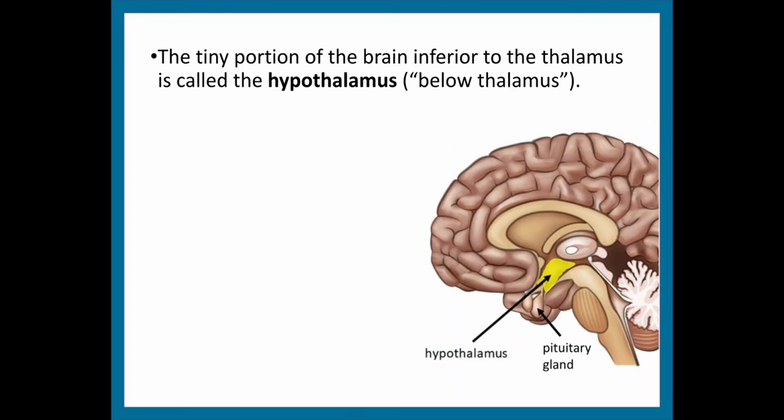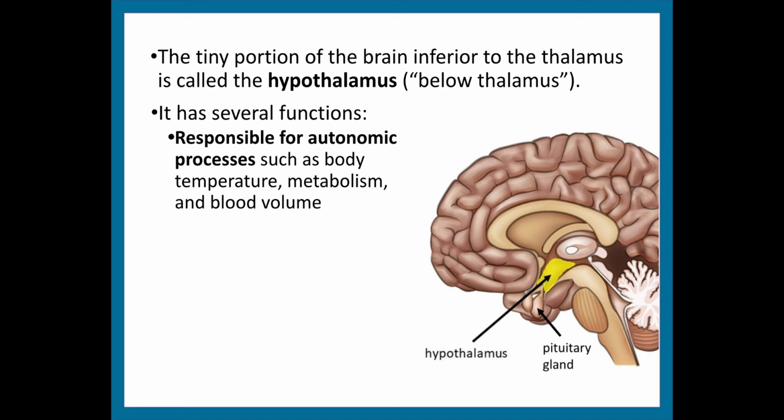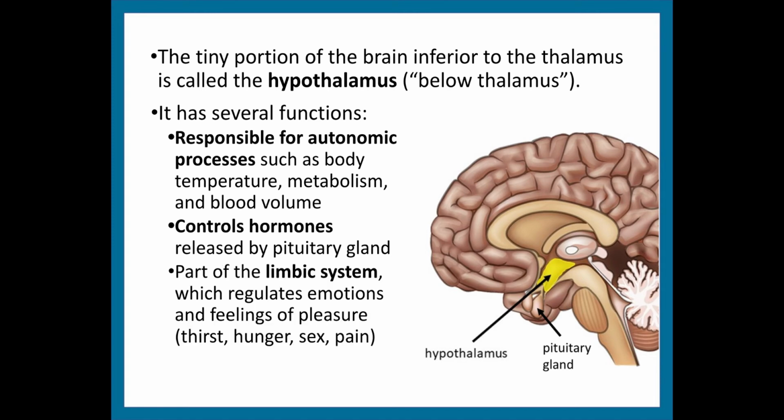Okay, the tiny portion of the brain inferior to the thalamus is called the hypothalamus. That means below thalamus. And it has several functions. It's responsible for autonomic processes such as body temperature, metabolism, and blood volume. It controls hormones that are released by the pituitary gland. And it's part of the limbic system, which regulates emotions and feelings of pleasure that you get from thirst or hunger or sex or pain.